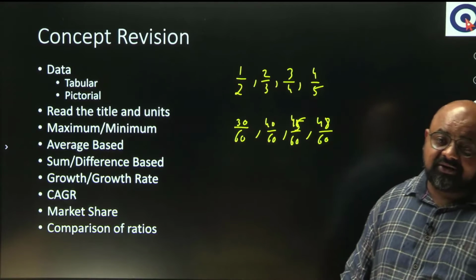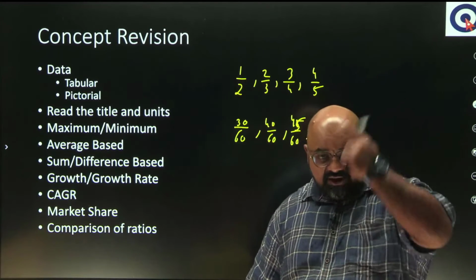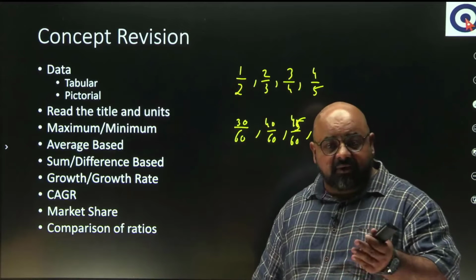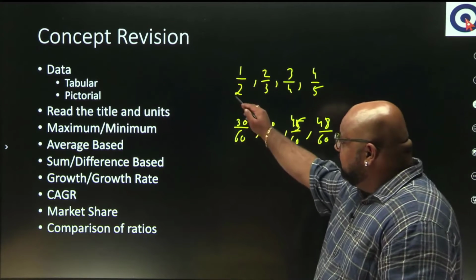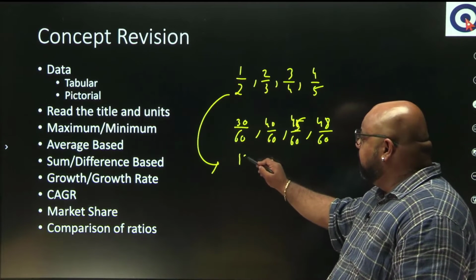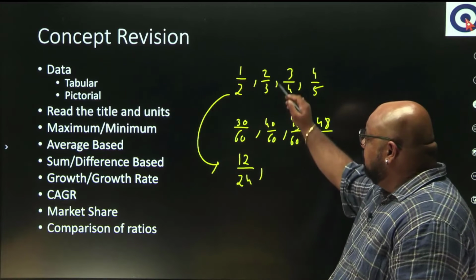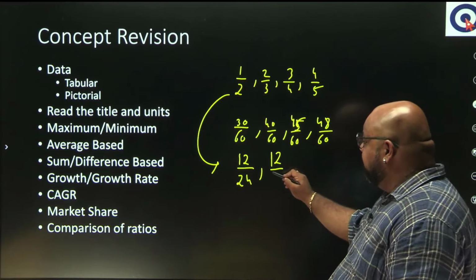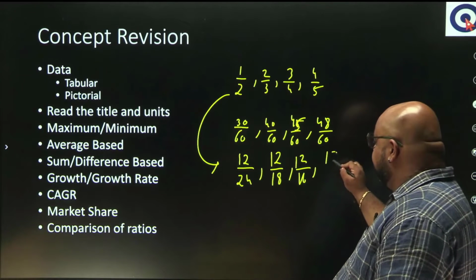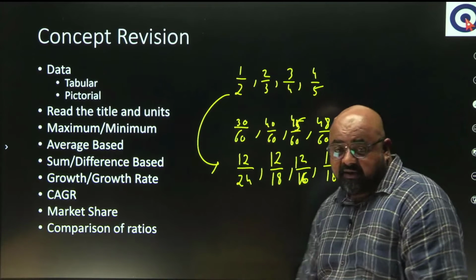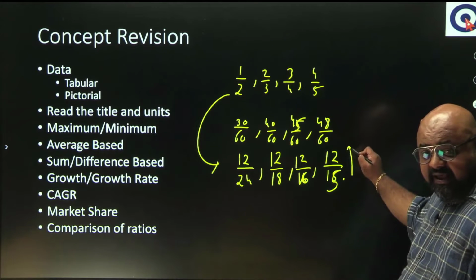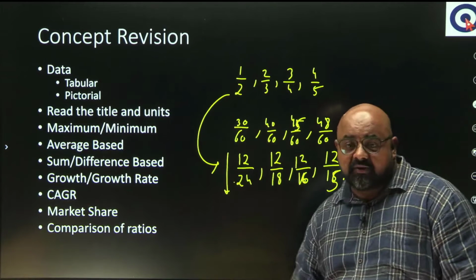If denominators are not something that you are able to find the LCM for, find out the LCM of the numerators. 4, 3, 2, 1. The LCM is 12, 4 3s are 12. So if I make the numerator same, it becomes 12 upon 24, 12 upon 18, 12 upon 16, 12 upon 15. When the numerators are same, the smaller denominator means a higher value, the larger denominator means a lower value.